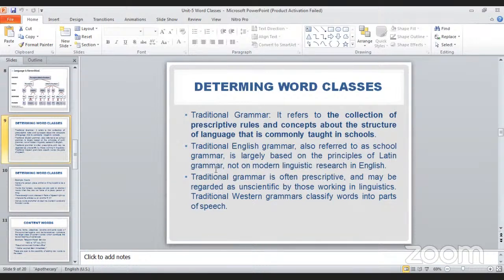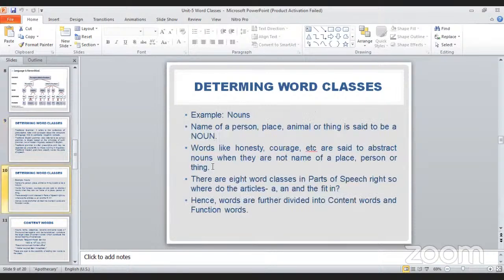So as a student of linguistics, you need to remember this, right? The traditional grammar is often prescriptive. This is already what we have read here, but it is labelled as unscientific by those working in linguistics. So what they felt is, when researchers were working on the English language, though we are fixed to these rules, there are a lot of questions which are unanswered. So how are they unanswered, let us look at that part.